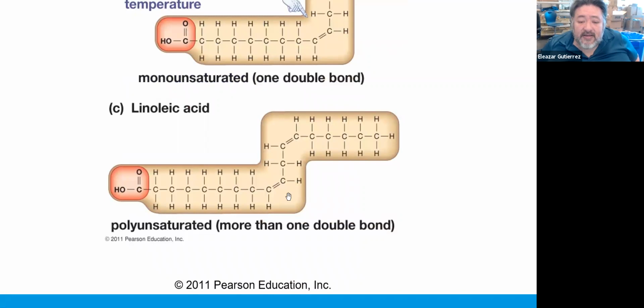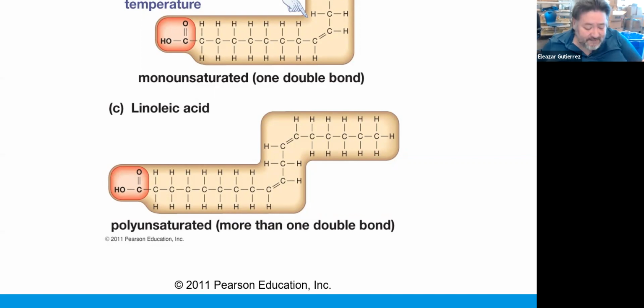Here's a poly. Poly means many, right? Polyunsaturated means that it has many double bonds, so a whole bunch of kinks are going to be created. And now, all of a sudden, in your plasma membrane, these things can move around a little bit. And because they can move around, things can come in easily and things can leave easily. And your cell can communicate without difficulty, etc.